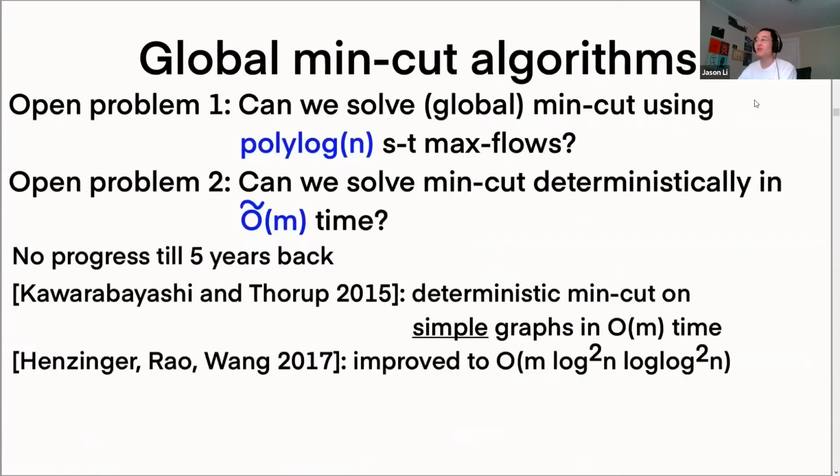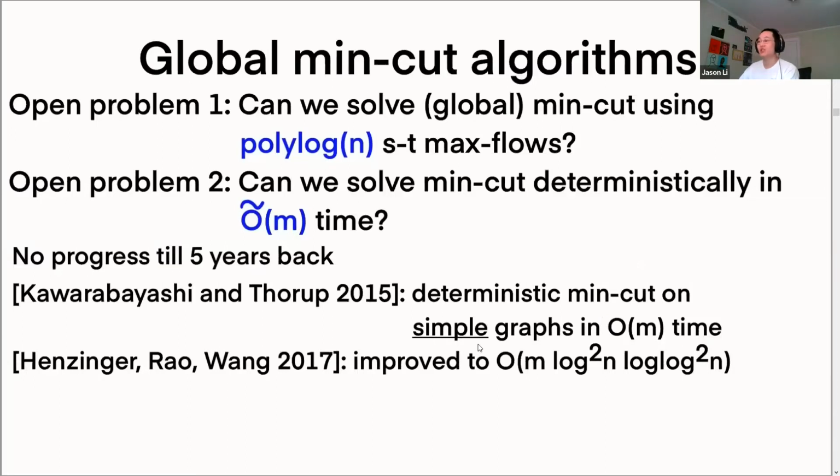So these two problems have had no progress from the 1990s until roughly 5 years back, where a breakthrough result of Kawarabayashi and Thorup partially resolved the second open problem and showed that deterministic min-cut for simple graphs can be solved in near linear time. There should be a tilde here.